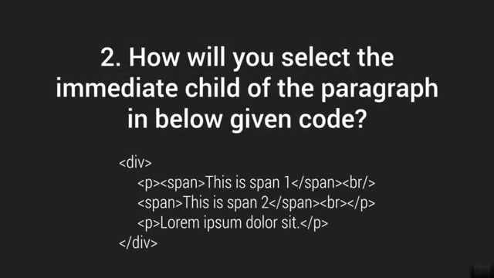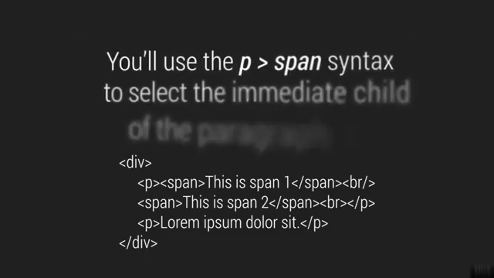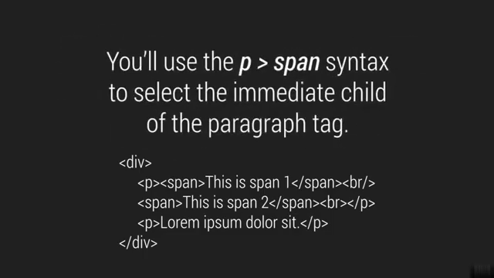The next question, which is a kind of assignment: how will you select the immediate child of the paragraph in the below given code? So we have already seen the child selector in this session. So you will use the paragraph greater than span syntax to select the immediate child of the paragraph tag.